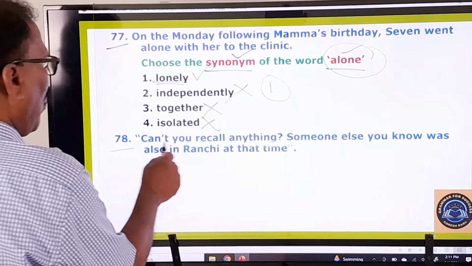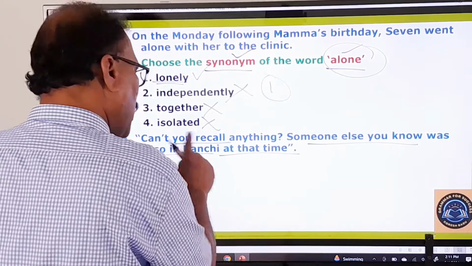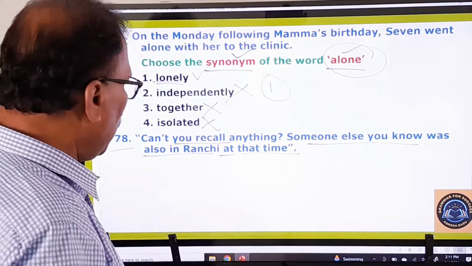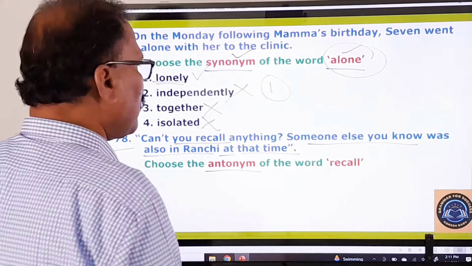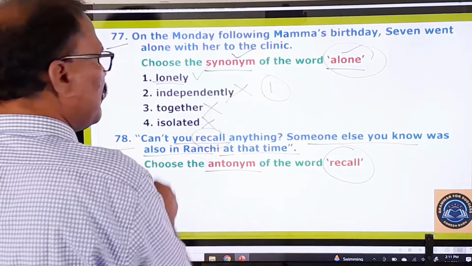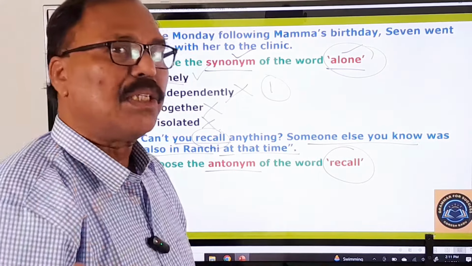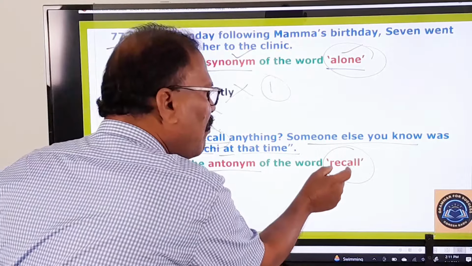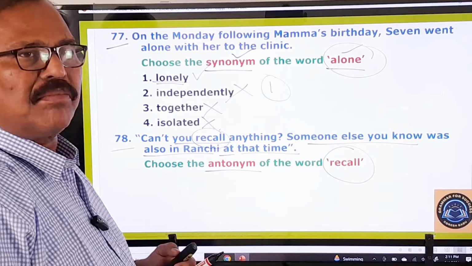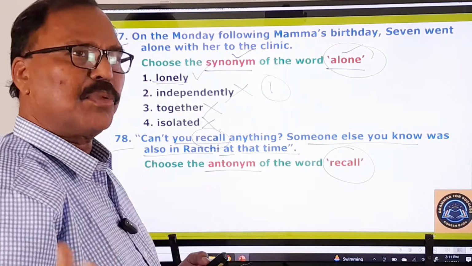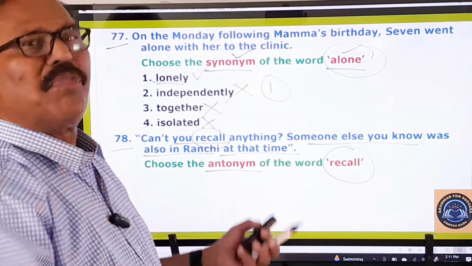What is that? Can't you recall anything? Someone else was also in Ranchi at that time. So some statement is given here, and what is the examiner asking you to do? Choose the antonym. Antonym means what? The opposite word of what? Of the word recall. Recall means to bring to the mind, to recollect, to remember. So if you know the meaning of this, the opposite of that you can easily guess and choose the right one. జ్ఞాపకం తెచ్చుకోవడానికి, స్ఫురణకు తెచ్చుకోవడానికి, గుర్తు తెచ్చుకోవడానికి opposite. What will be the opposite of that? మర్చిపోవడం. So that is there.